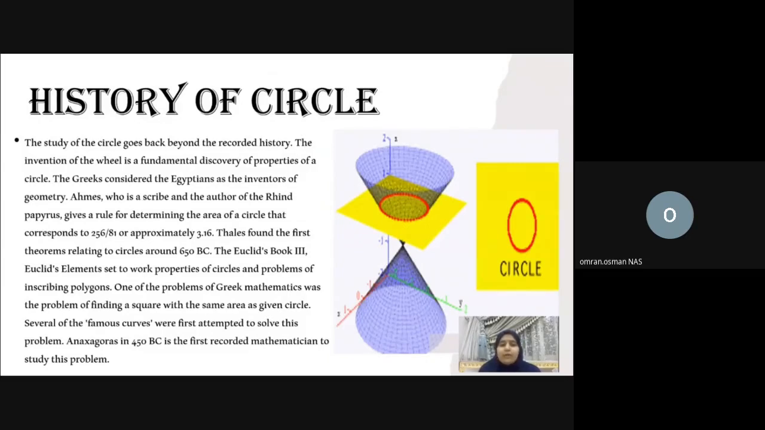Thales found the first theorems relating to circles around 650 BC. Euclid's third book, Euclid's Elements, set out properties of circles and problems of inscribing polygons. One of the problems of Greek mathematics was the problem of finding a square with the same area as a given circle. Several of the famous curves were first attempted to solve this problem. Anaxagoras in 450 BC is the first recorded mathematician to study this problem.